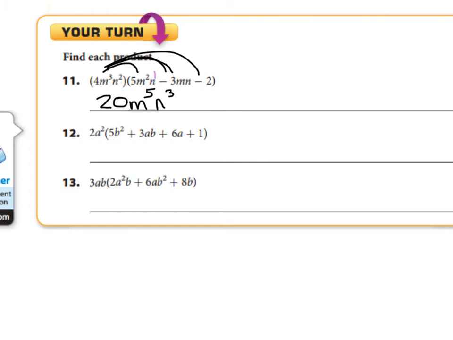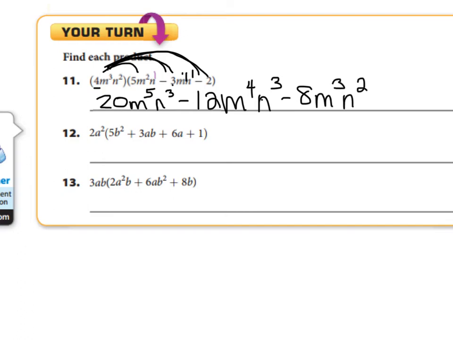Now we're taking it to the second term. So 4 times negative 3, so that's a minus 12. The m's, m cubed and an m is going to make m to the fourth. Again, if you forgot, put in those ones if you need to. And then n squared times that n is going to make n cubed. So now there's the second term. And now we take it all the way to the end. The 2 doesn't have any variables, so we're really just multiplying that 2 with the 4. So that's 4 times negative 2, so that's negative 8. And then bringing along the variables m cubed and n squared.